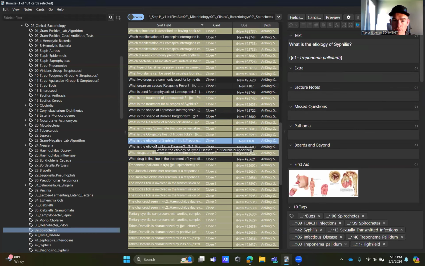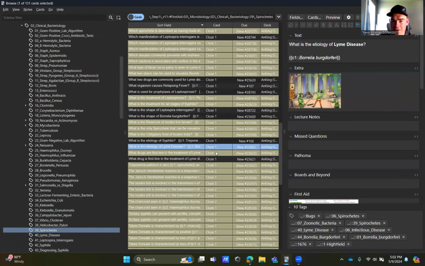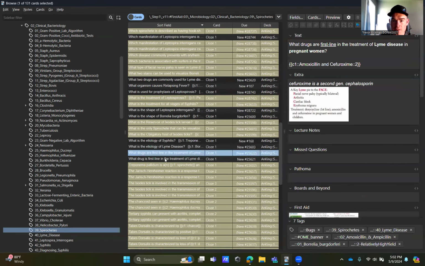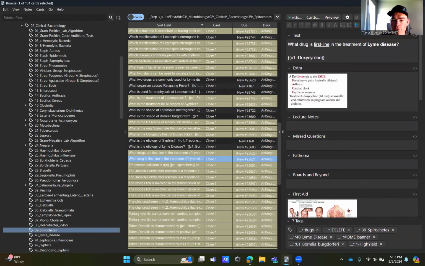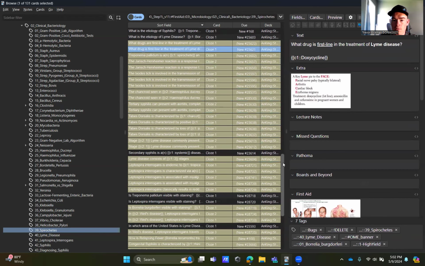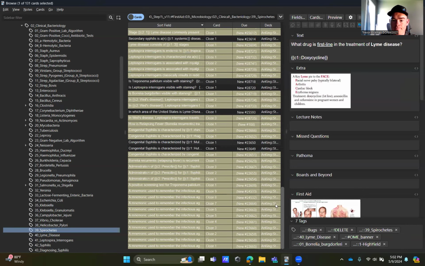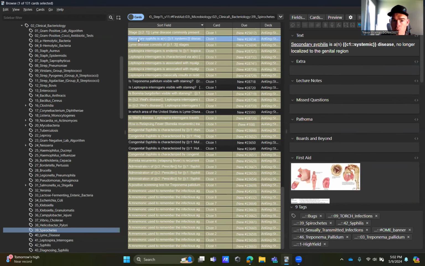Then getting to the etiology of syphilis, and the etiology of Lyme disease. Skipping this one, picking up doxycycline here. And when you have that highlighted, just scroll all the way to the bottom. And then towards the top of your screen, you should see a stage 2 Lyme disease commonly presents. We want to go below that.